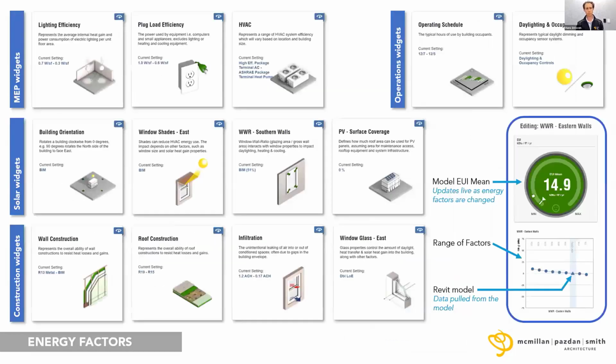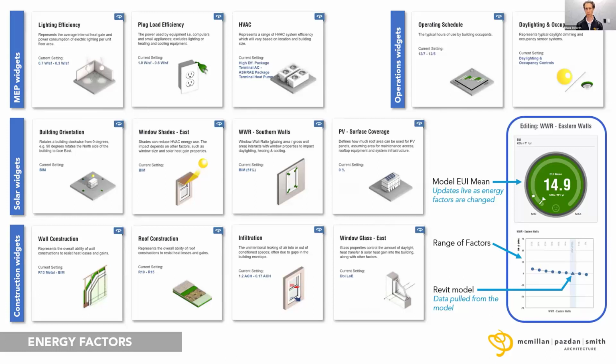So with that, you've got a whole array of different widgets or energy factors that you can control, between MEP related ones, solar related factors, construction, and operational widgets. Within each of these cards, you'll see your EUI mean, the energy performance your building is going to have, the range factor, that graph, and then you'll see that triangle. It might be a little hard to see on my screen right now. That represents where the Revit model is currently at.